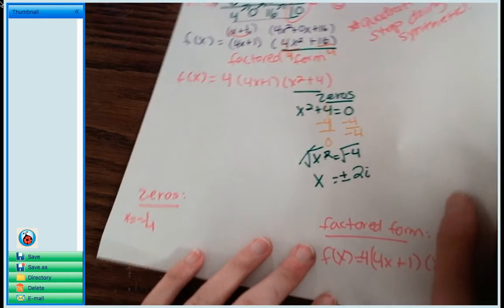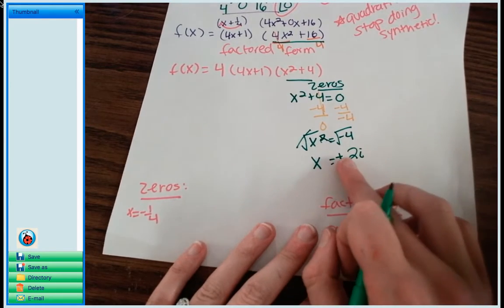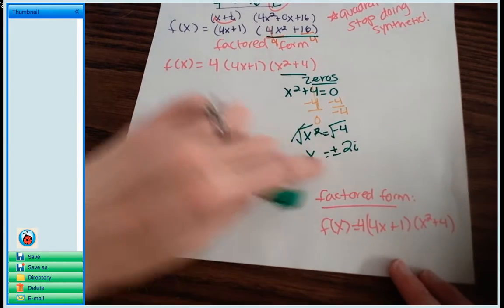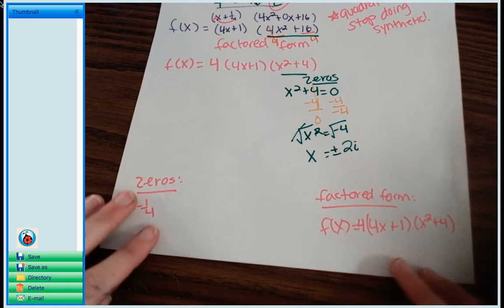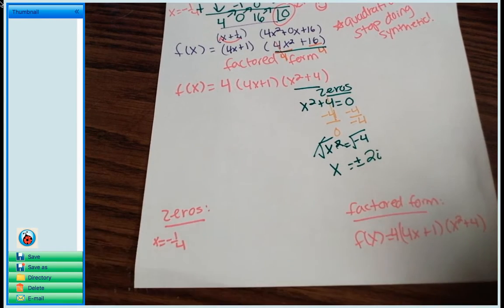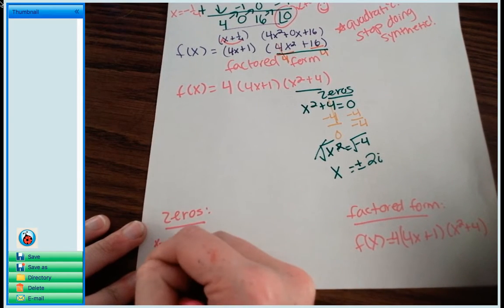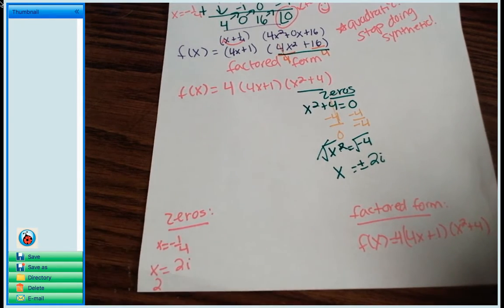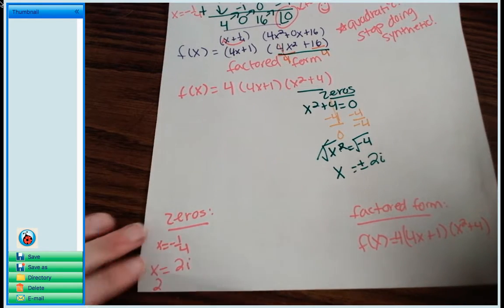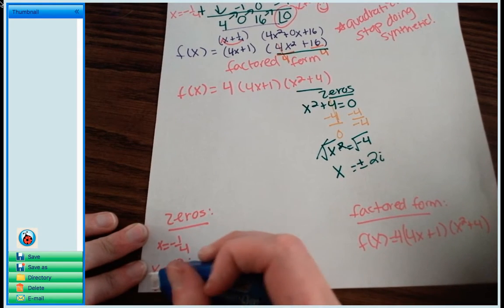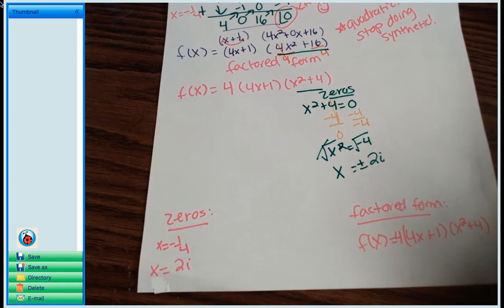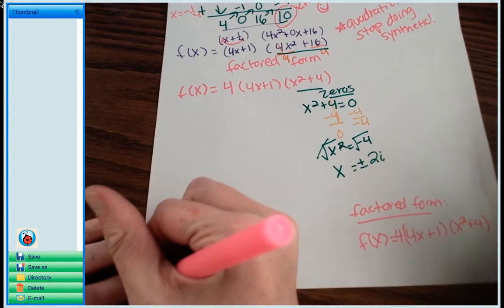Alright guys, so here are the missing zeros. We have a positive 2i and a negative 2i. Okay, so my other zeros, you can either write as plus or minus 2i. I'm going to separate them so we know the difference. So we have x equals positive 2i and x equals negative 2i, which I don't know why I wrote a 2. Alright, sorry. X equals negative 2i.